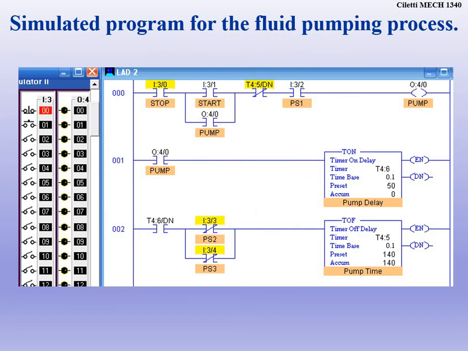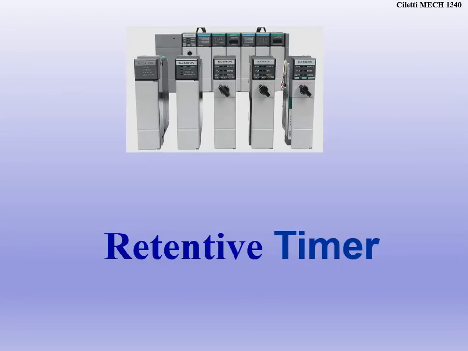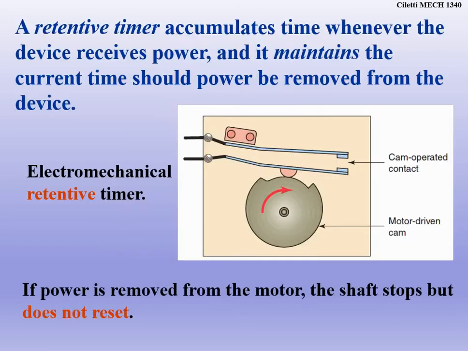So, retentive timer. Okay? Retentive means that it's going to retain information if it gets de-energized. So if we start timing something and we remove power from the timer and then start picking that timer back up again, it will remember where it was in the time accumulation process. Now, why would we want that?